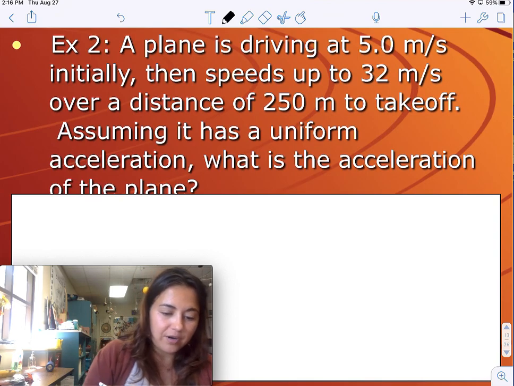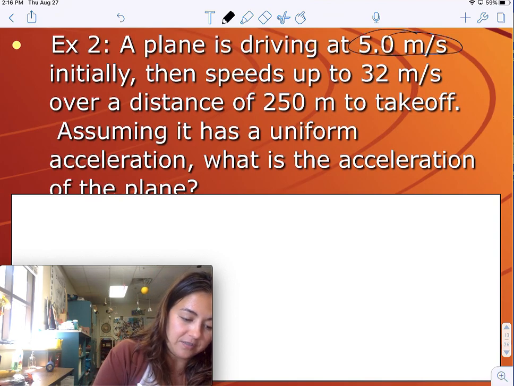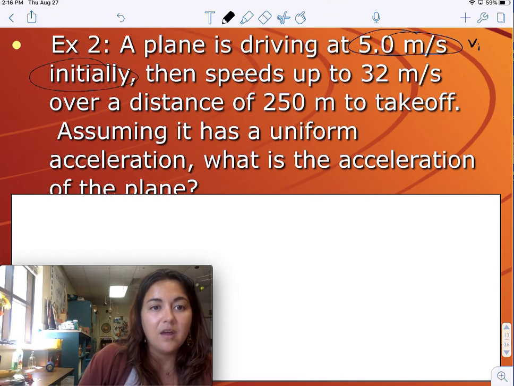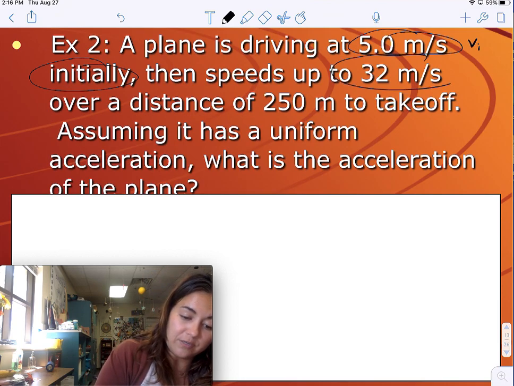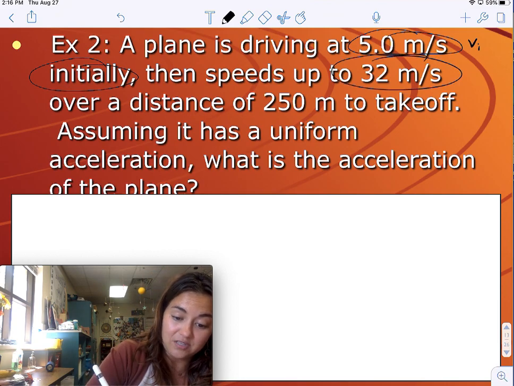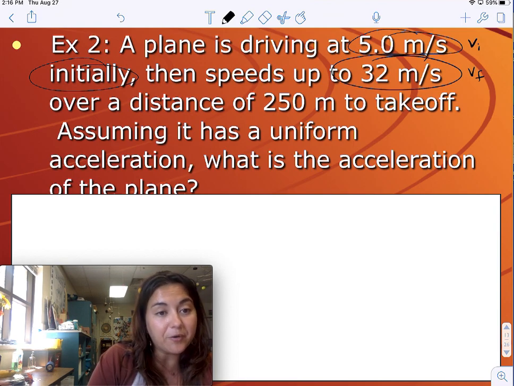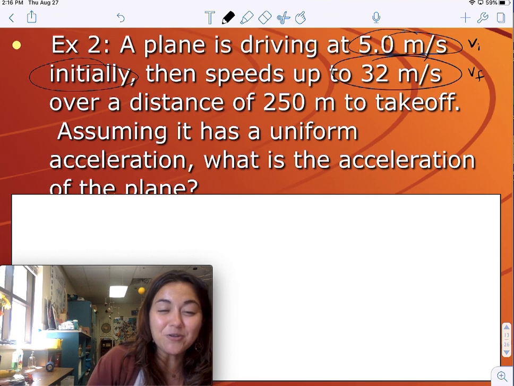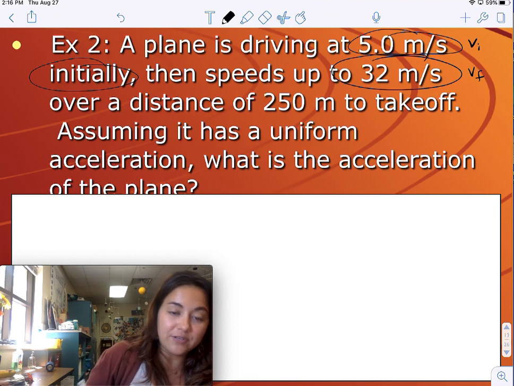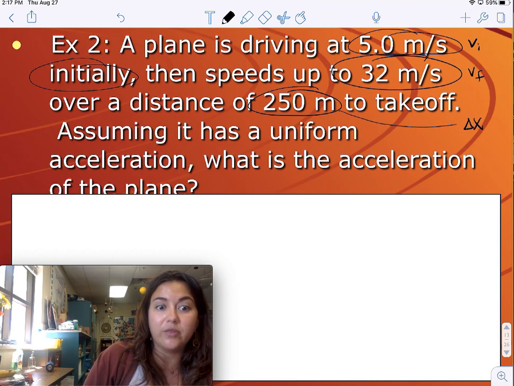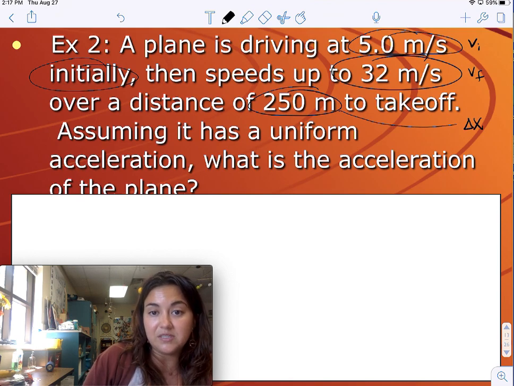A plane is driving at 5 meters per second initially. Ooh, I can probably label that initial velocity. Then it speeds up to 32 meters per second. Since that's my next velocity, I'm just going to go ahead and make that final. I don't know if that's the actual final, but it will be for my equation since that's the part of the motion I'm ending with. Over a distance of 250 meters. I know it says distance, but distance and displacement are so similar, especially when they're all moving in the same direction and there's no direction change. They will be the same. So I'm going to label that displacement.